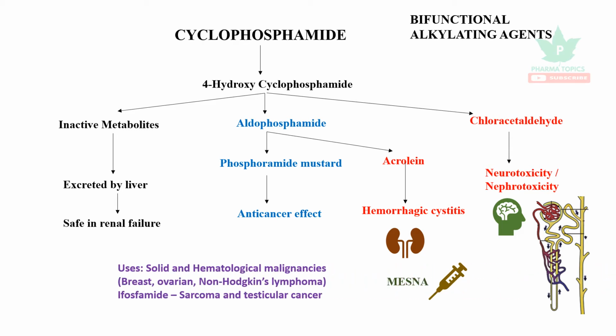Cyclophosphamide has multiple uses. It is used in solid and hematological malignancies, breast, ovarian, non-Hodgkin's lymphoma, and Ifosphamide is used in sarcoma and testicular cancer.